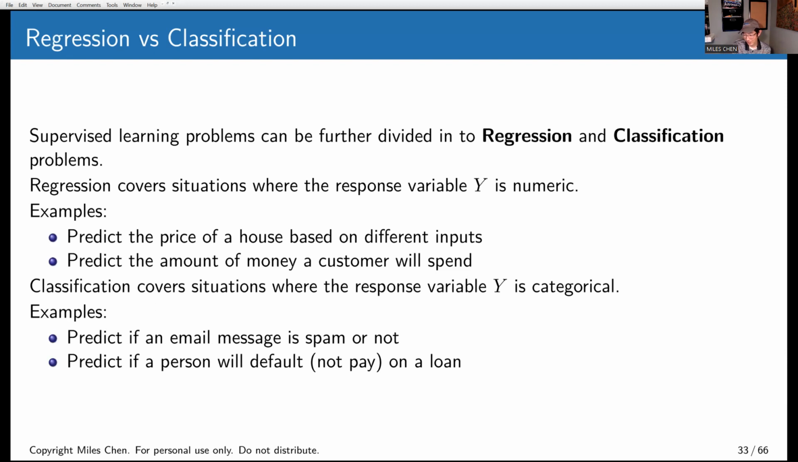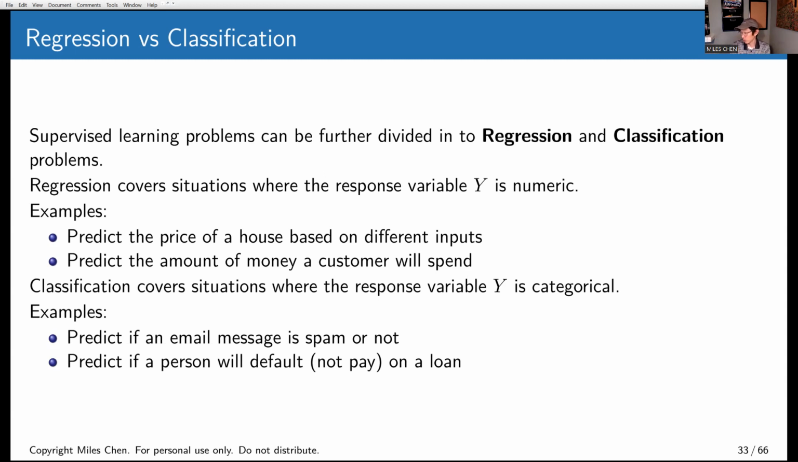Or you might say, okay, based on these values about the customer, right? This is what they purchased in the past, and this and that. We're going to predict how much they're going to spend. Okay. So those are numeric responses, right? The cost of a house, how much somebody will spend.